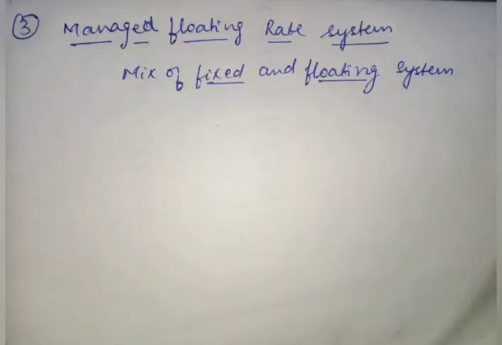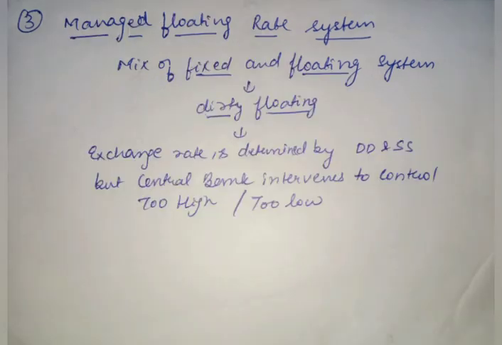The last type of foreign exchange rate system is the managed floating rate system. This mechanism is a mixture of the fixed and the floating exchange rate systems. This method is also known as dirty floating. The reason behind this is that under this system normally the floating exchange rate is allowed to prevail, but in certain circumstances the central bank or the government intervenes to control when the prices are too high or too low. That is why it is called managed floating exchange rate. It is managed by the central bank of a country.